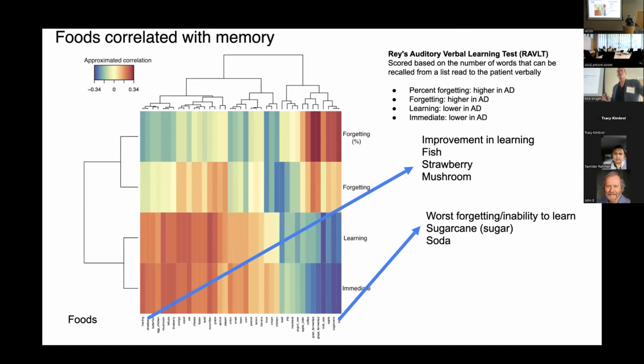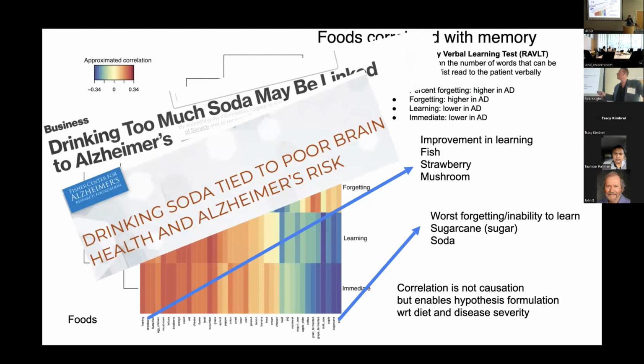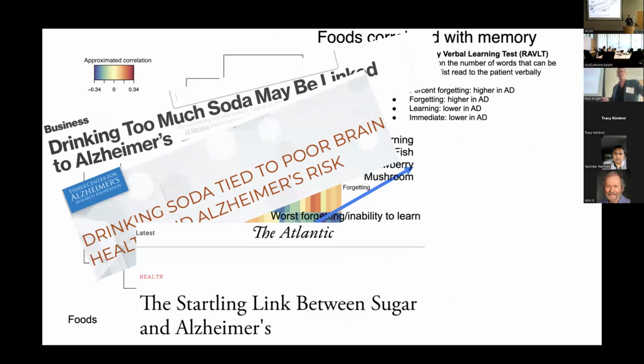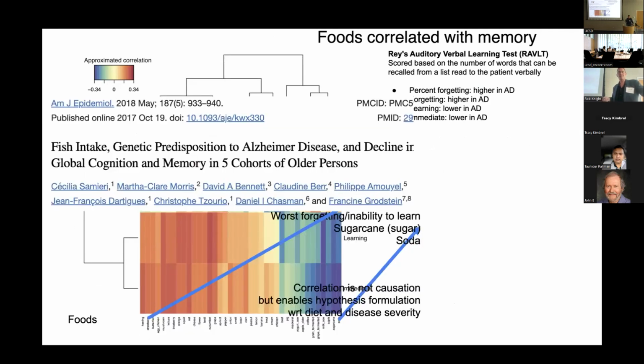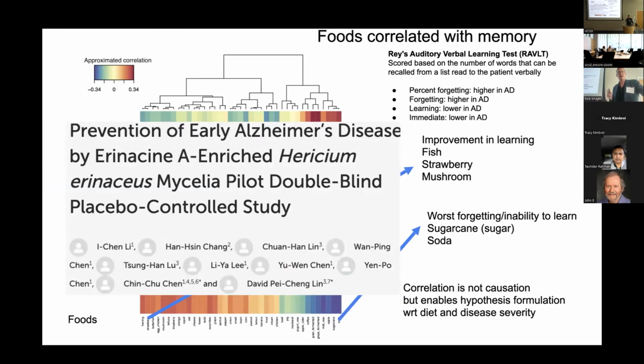And you might think, so what? Is there any evidence for this besides that it came up in this data analysis? But when we went to the literature, what we found was that indeed there were a whole lot of press articles and a whole lot of studies on these specific things, linking soda and sugar to Alzheimer's, and similarly looking at the decrease in Alzheimer's with fish intake, with strawberries and the anthocyanins they contain, and then with mushrooms.